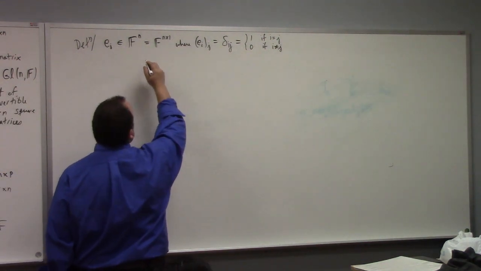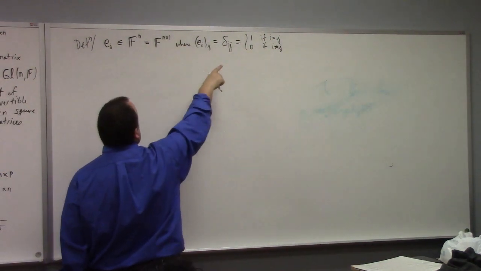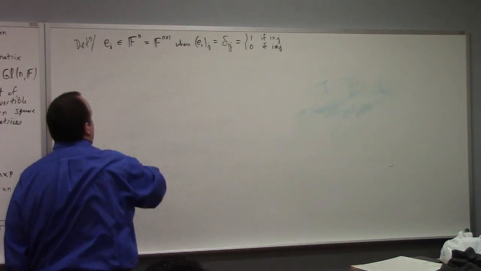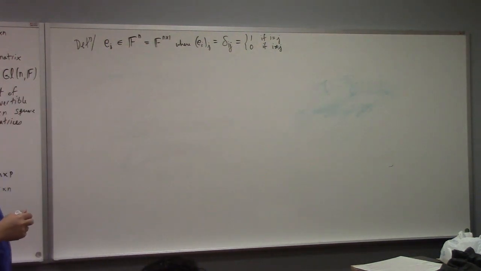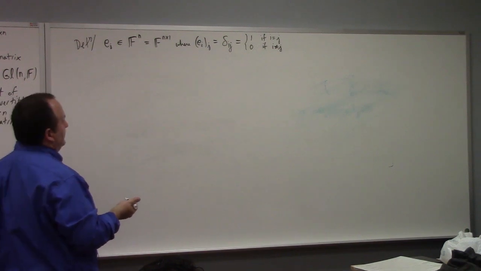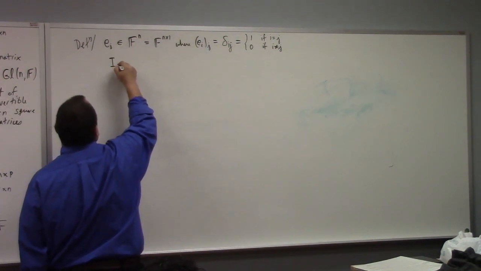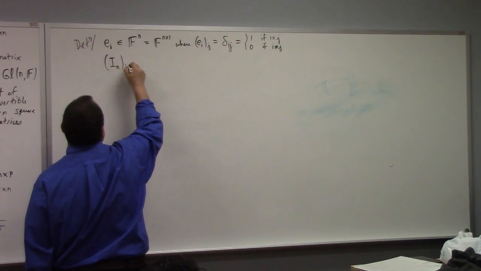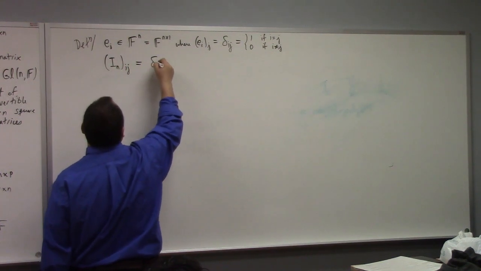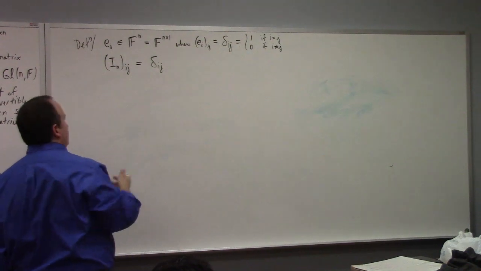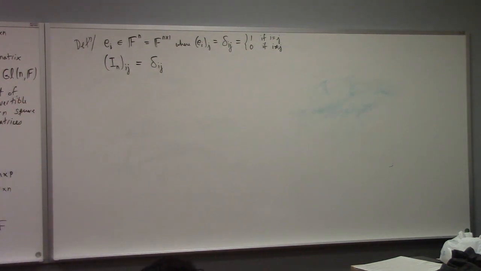Let's see here. So this is the Kronecker delta, right? I think I've talked to you about that before. All right, so here's another application of it. If you look at the n by n identity matrix, you look at the ijth component of it, it is Kronecker delta ij. So it's the components of the identity matrix, among other things.